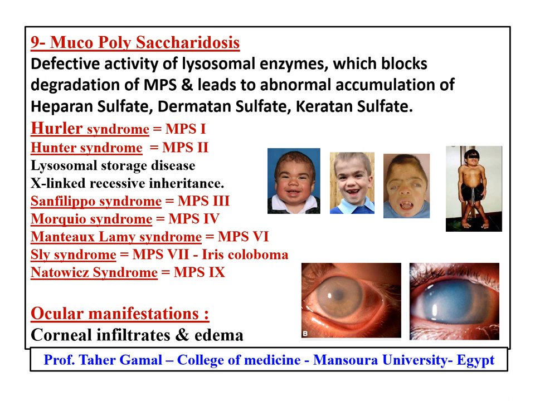The first, mucopolysaccharidosis number one, is Hurler syndrome. Number two is Hunter syndrome, manifested by lysosomal storage disease and X-linked recessive inheritance. The third type of mucopolysaccharidosis, Sanfilippo syndrome. The fourth is Morquio syndrome. The sixth is the Maroteaux-Lamy syndrome. The seventh is Sly syndrome or iris coloboma. And the ninth is Natowicz's syndrome. The ocular manifestation of all these syndromes are corneal infiltration and edema.